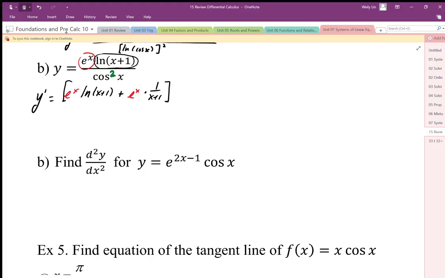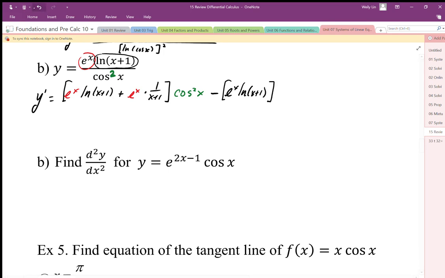So in the denominator then, we don't differentiate the denominator, so we end up with cos squared x. So the other part of the quotient rule then would be we don't differentiate the numerator, so we end up with e to the x. I'll just leave that in dark color since we're not differentiating that. So it's just going to be e to the x log x plus 1.